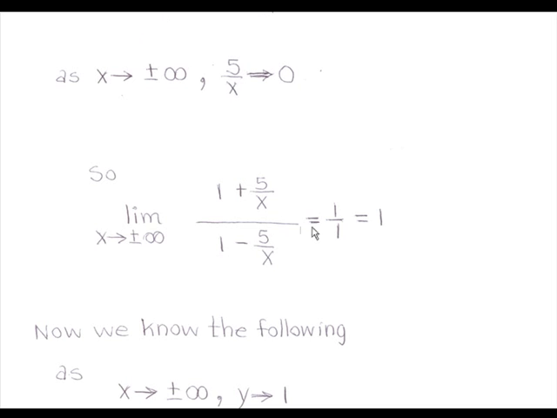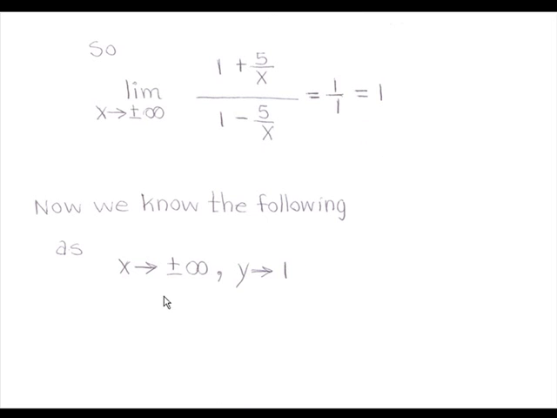So this, in this case, is our horizontal asymptote. So now we know the following. As x approaches plus or minus infinity, y is approaching 1. And what that means is that as x continues to grow either in a negative direction to infinity or a positive direction to infinity, that function is trying to reach the line y equals 1, but it will never be allowed to touch it.